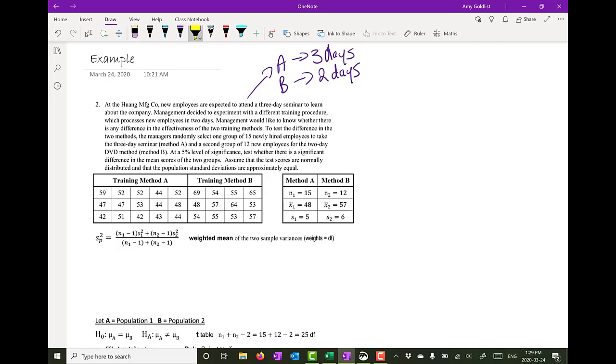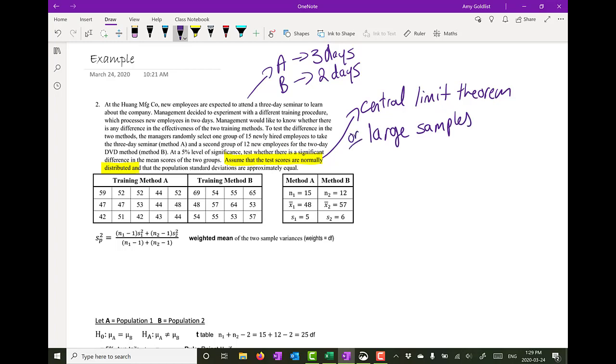Why do we need to assume these things? We need to assume that it's normally distributed because we want to use the central limit theorem the same way we always do. That means that we need everything to be approximately normal, which often happens, or we need larger samples. Larger samples are often a better way to go about that. If each sample, A and B, was bigger than 30, we would not have a problem. Population standard deviations are approximately equal. We're going to look at this because we can actually find the standard deviations. And when we look at it, they actually are.